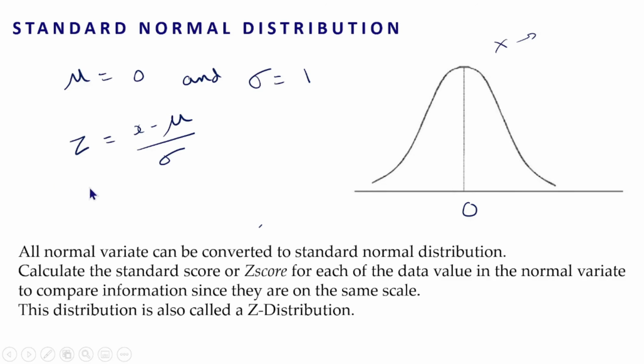So we can calculate the standard score or the z score for each data value in the normal variate to compare information, and this distribution is also called a z distribution. So for the given population, the mean mu and the standard deviation sigma will be given. We can convert that into z distribution using this z score.